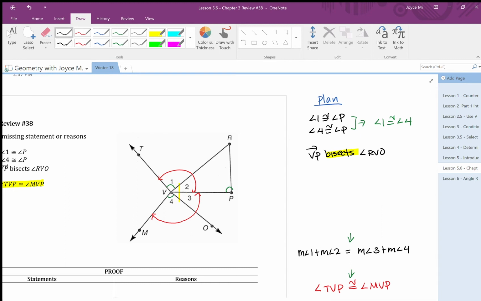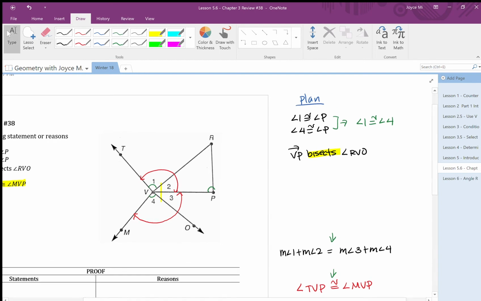So here, using that piece of information, let me write it. I have measurement of angle 2 equal to measurement of angle 3, bisecting, having the same measure.